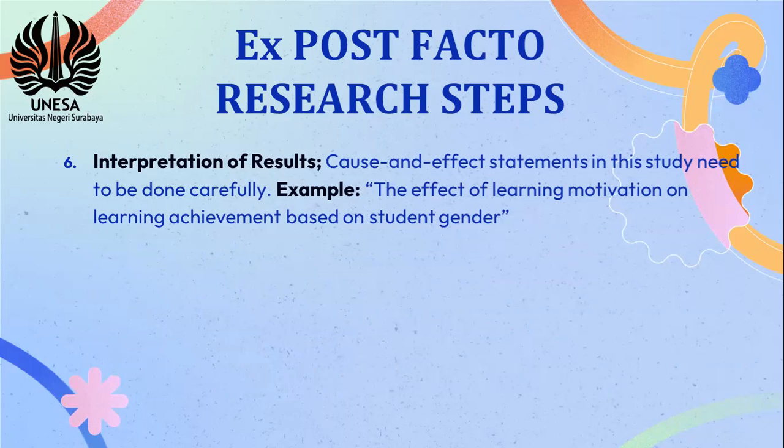And the last step is interpretation of results. Cause and effect statements in this study need to be done carefully. For example, the effect of learning motivation on learning achievement based on student gender. This is an example of research.